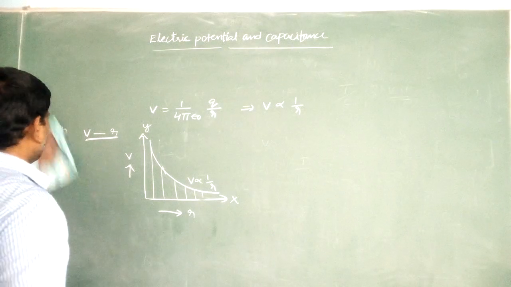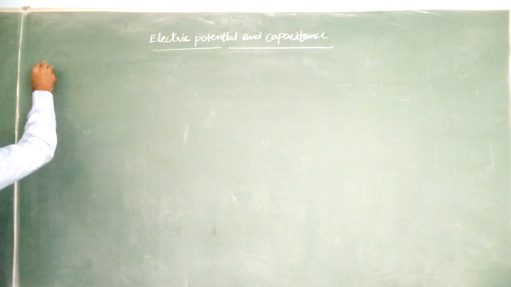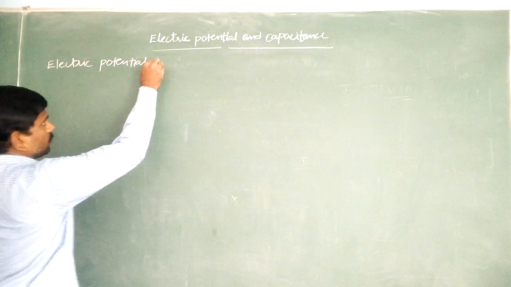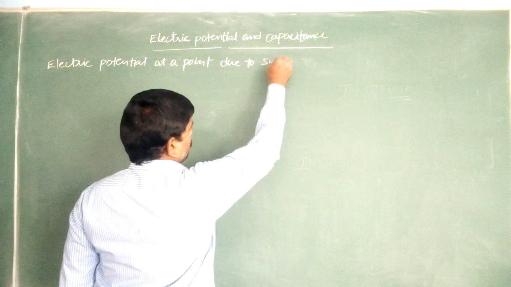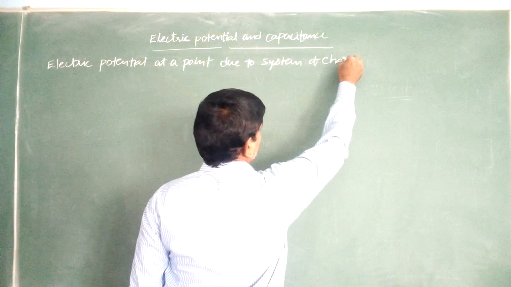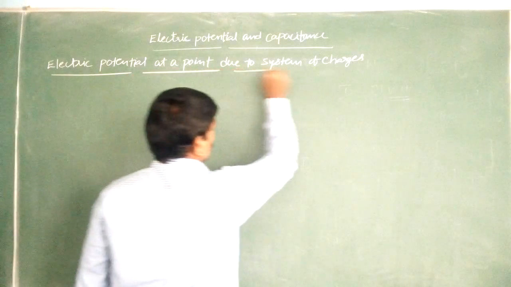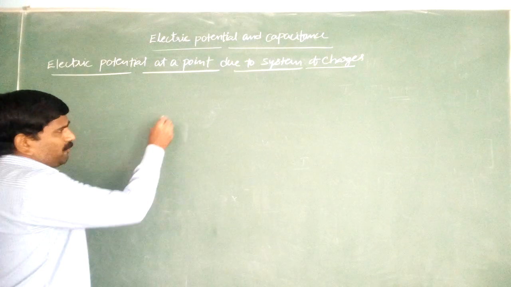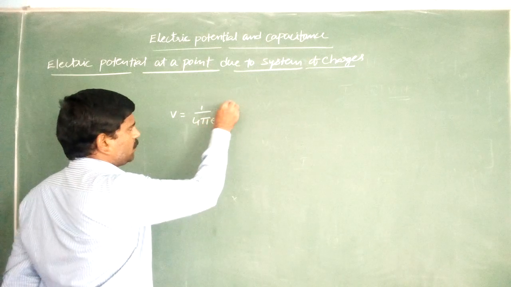Okay, right. Next continued topic: electric potential at a point due to system of charges. In the previous one, we found the electric potential due to the single charge. That is V is equal to 1 by 4 pi epsilon naught into Q by R.